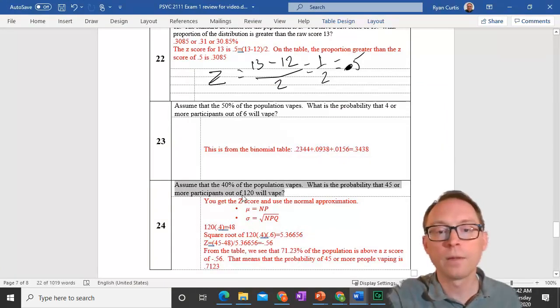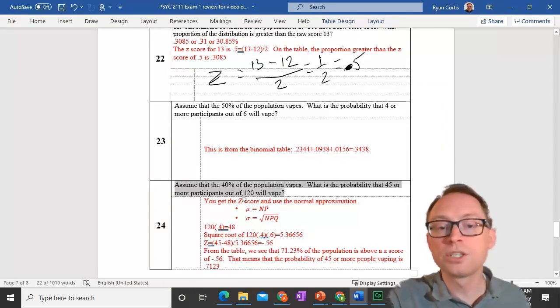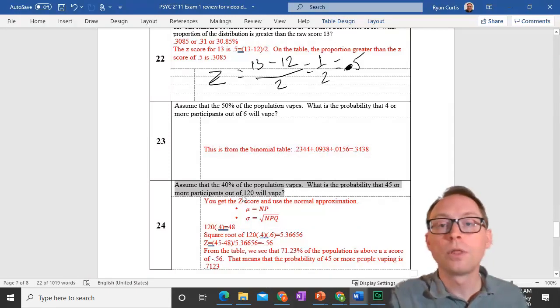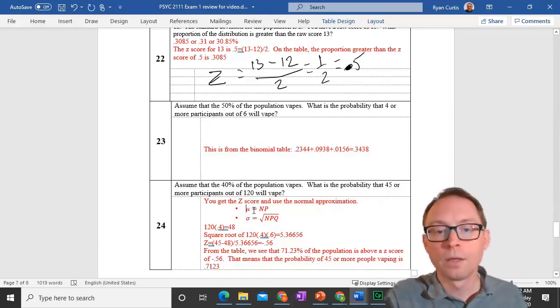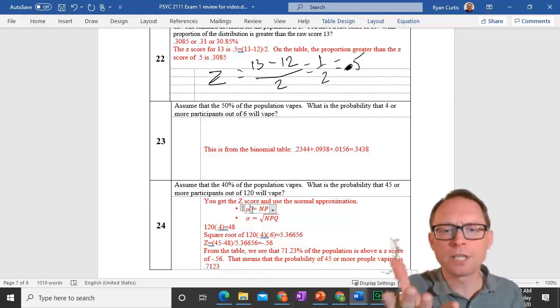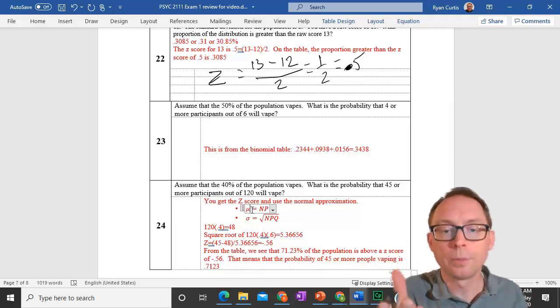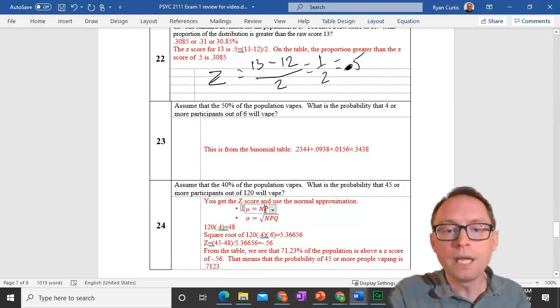We're going to transform this into a z-score and use the normal distribution in the z-score table to figure this out. In order to do that, we've got to do some differences here. Remember, to get the z-score, we have to do x minus the mean over the standard deviation. Well, we don't have a mean and we don't have a standard deviation, so we use the approximation. The mean is going to be n times p.